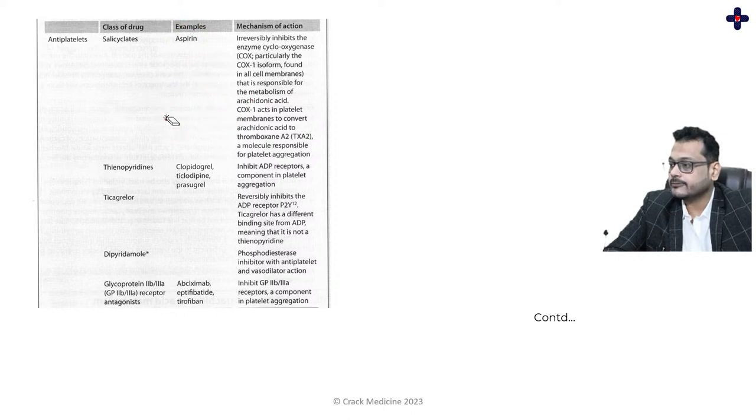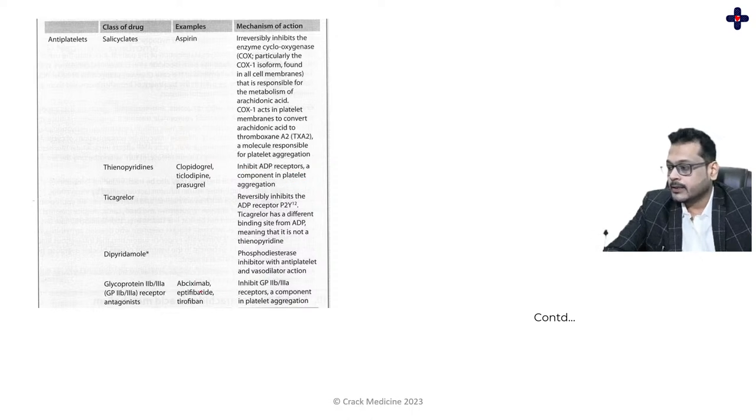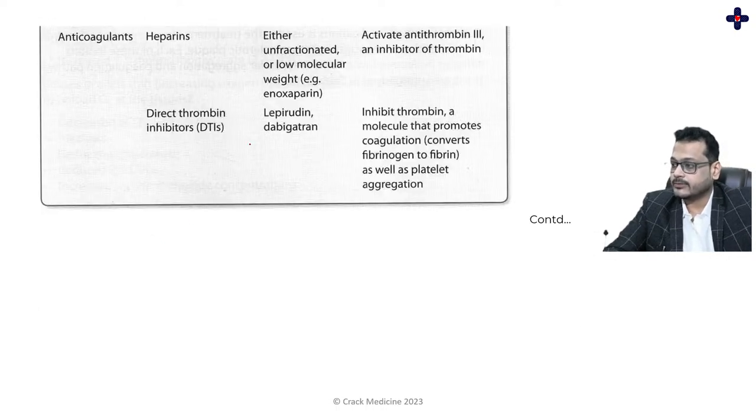The other drugs, which are antiplatelets like clopidogrel, ticlopidine, and prasugrel, inhibit ADP receptors. That is an important component of platelet aggregation. So ADP receptors are blocked by clopidogrel, ticlopidine, and prasugrel. These are two very important mechanisms. You need to remember drugs, that is abciximab. The mechanism of action is GP2B3A inhibitor. Again, this is similar in action to this. These are platelet aggregation inhibitors, but you need to know the exact mechanism of action.